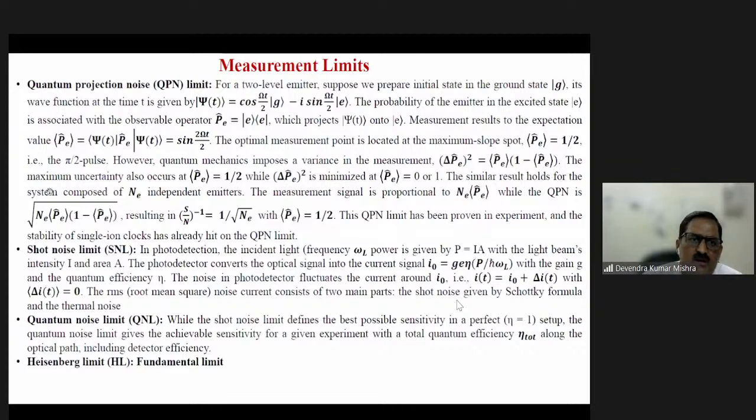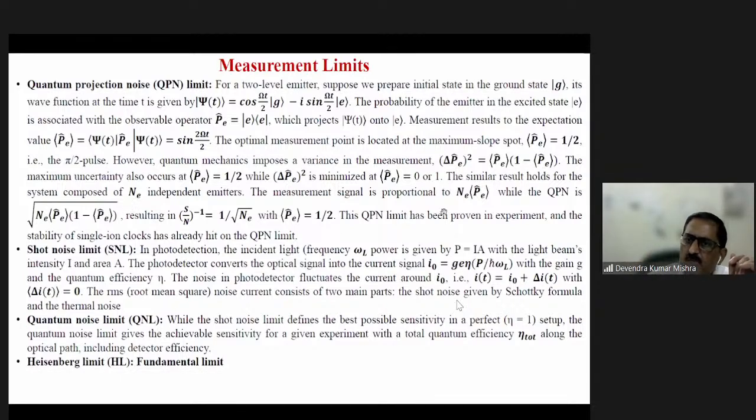E. The maximum uncertainty also occurs at expectation value of PE equal to half, while del PE square is minimized at expectation value of PE equal to 0 or 1. A similar result holds for the system composed of NE independent emitters.